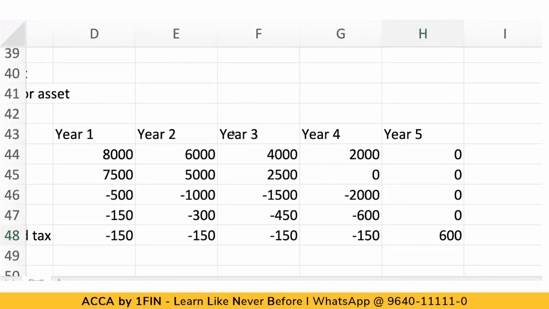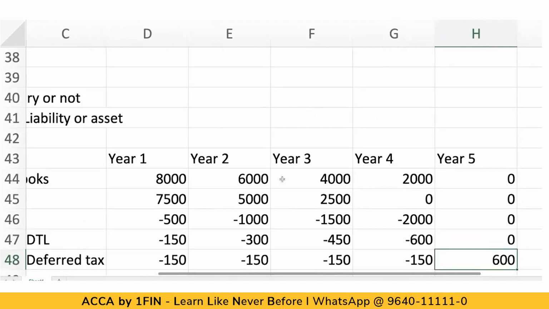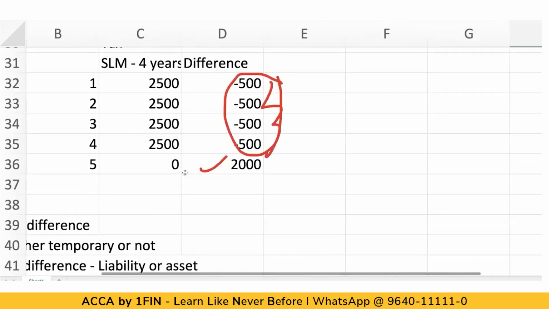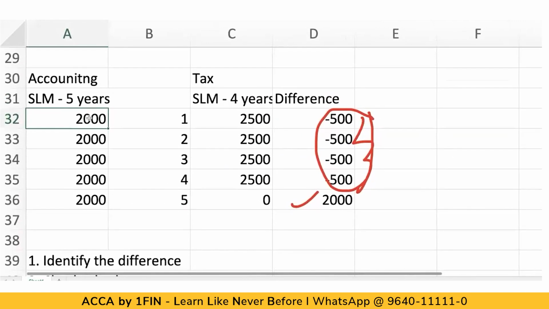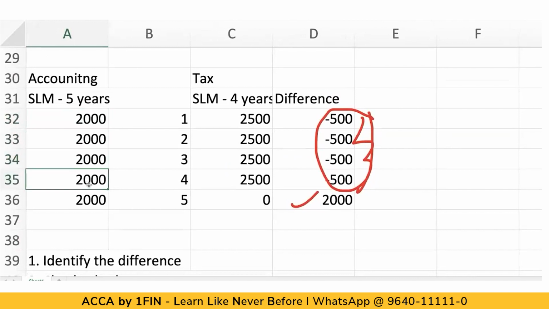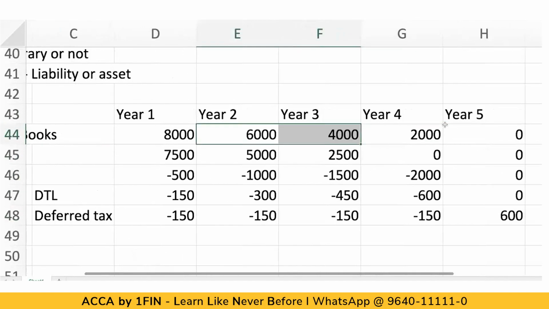Sorry, sir. How did it become 6,000, 4,000, 2,000? Like year one, it was 8,000. Then it became 6,000. So here is the reduction. Every year 2,000 of depreciation. Okay. Got it. Thanks. 8, 6, 4.